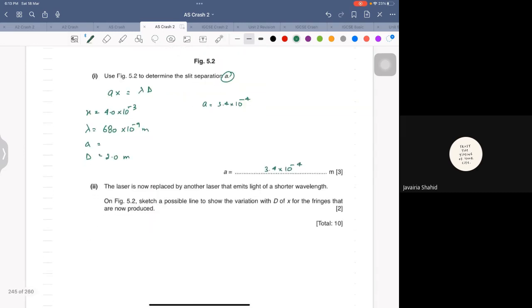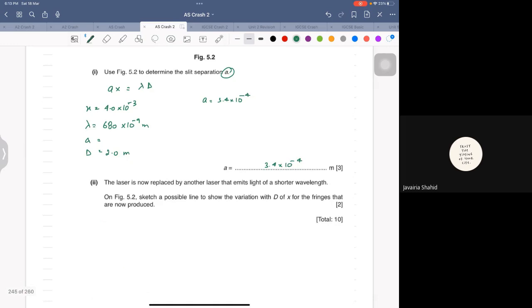Then it says now the laser is replaced by another laser that emits light of shorter wavelength. On the figure, sketch a possible line to show the variation of x over D. First of all, we should understand ax is equal to lambda D. So we want to draw a line of x over D, and for that we have lambda over a. A would be the same.